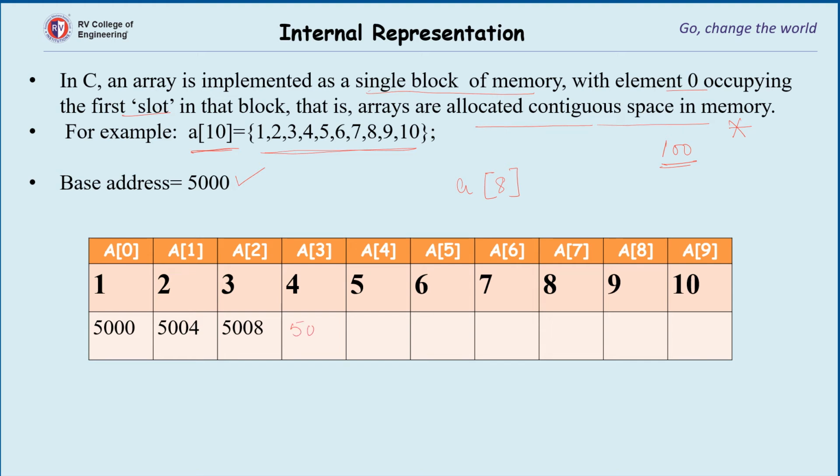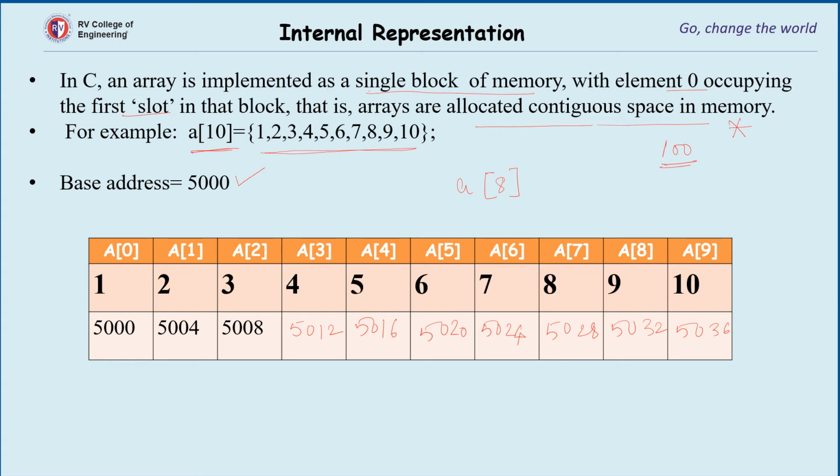I will have 5012, 5016, 5020, 5024, 5028, 5032, 5036.